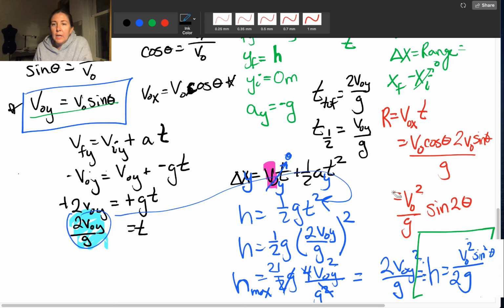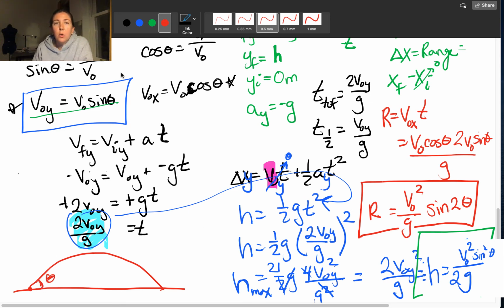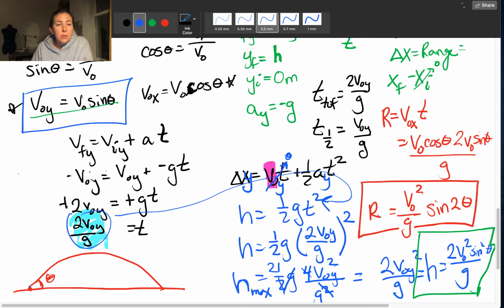If you memorize any equation at all, this is the one to memorize, the range equation. The range of a projectile that is launched and lands from the same position, so same height, is the initial velocity squared times the sine of 2 theta, where theta is the angle with the ground, over g. V naught is the total initial velocity. Boom. This is a fabulous equation to remember. Okay, I think that's it.